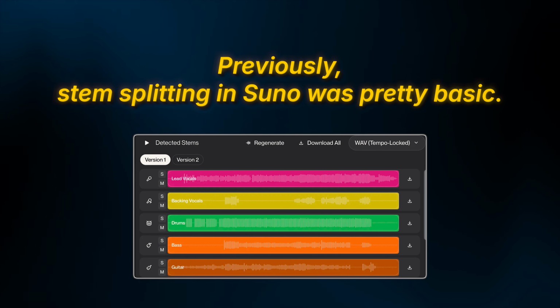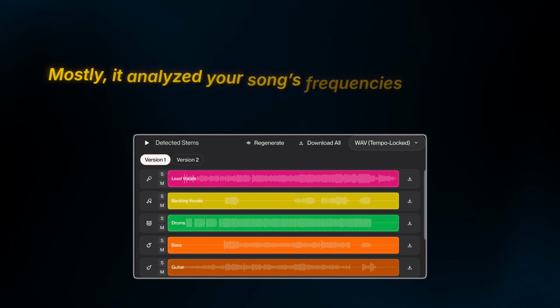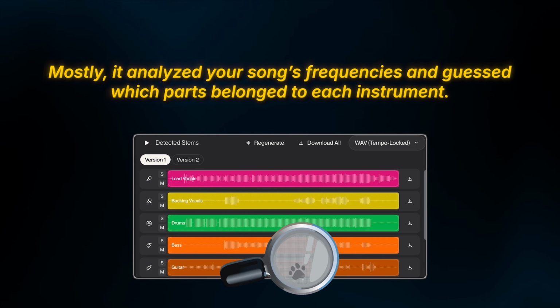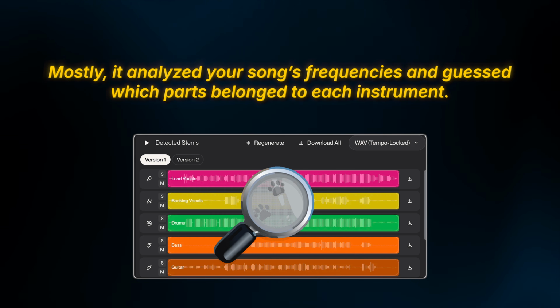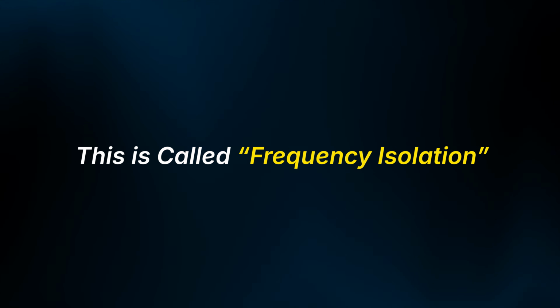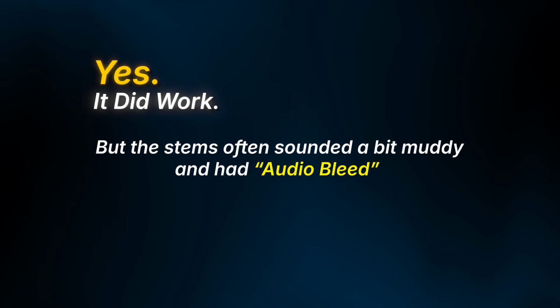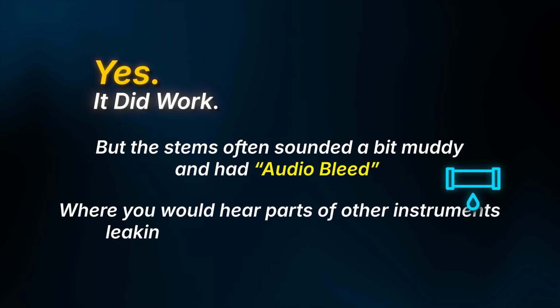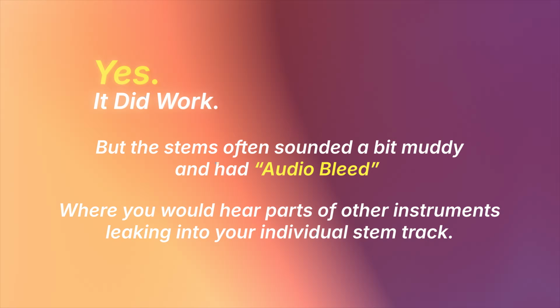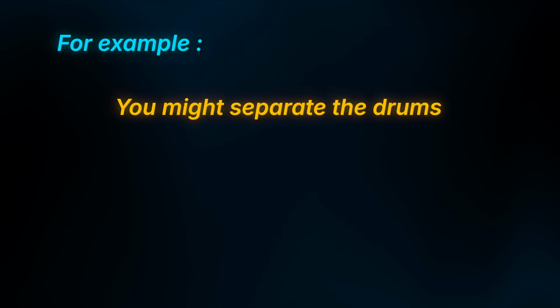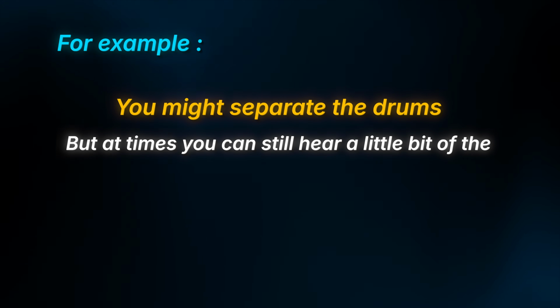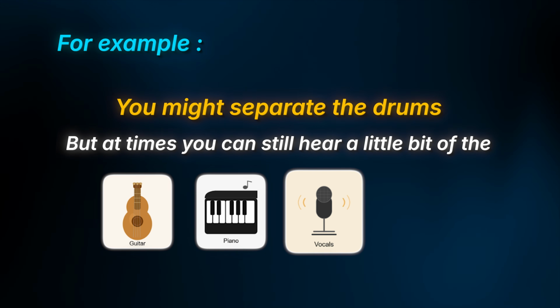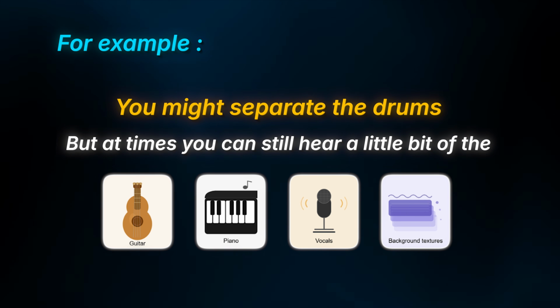Previously, stem splitting in Suno was pretty basic. Mostly, it looked at the frequencies of your song and tried to guess which ones belong to which instrument inside the mix. This is called frequency isolation. Yes, it did work, but the stems often sounded a bit muddy and had audio bleed, where you would hear parts of other instruments leaking into your individual stem track. For example, you might separate the drums, but at times you can still hear a little bit of the guitar, piano, vocals, or background textures in that drum stem.